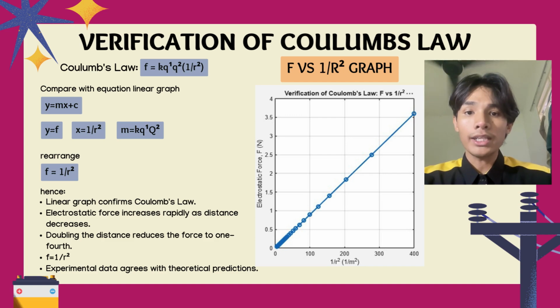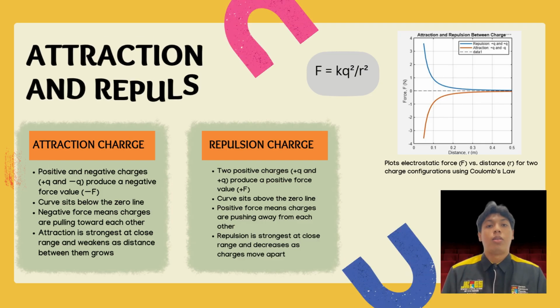The graph shows that when the distance between the charges decreases, the electrostatic force increases rapidly. Likewise, if the distance is doubled, the force becomes only 1/4 of its original value. Therefore, the experimental results closely agree with the theoretical prediction, confirming that F is proportional to 1 over r squared, which verifies Coulomb's law. Next slide is attraction and repulsion between electric charges.